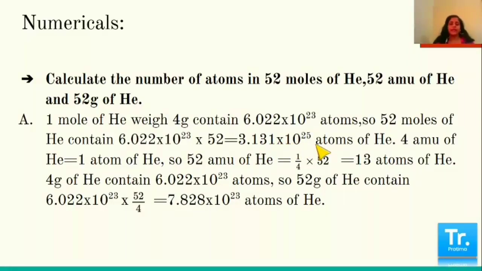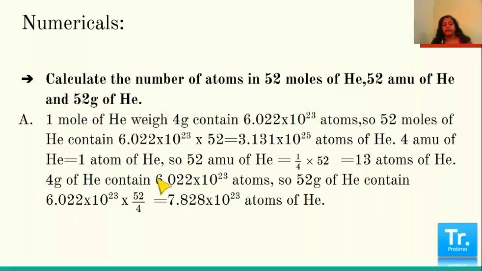Okay. Now if it is AMU, that is atomic mass unit, and we are talking about the atom helium, so 4 AMU means I am talking about 1 helium atom. When I am saying 4 atomic mass unit, I am talking about only 1 helium atom. So 52 AMU will be how many? 1 by 4 into 52, 13 atoms of helium.